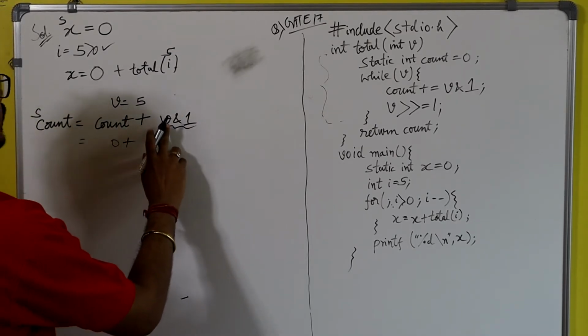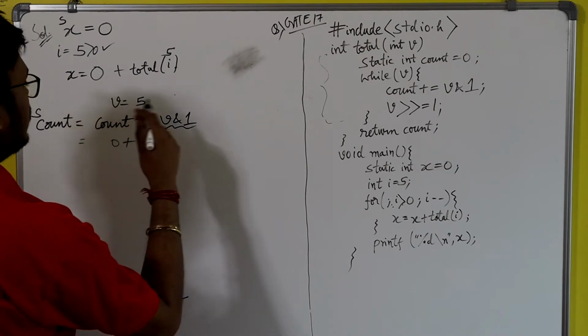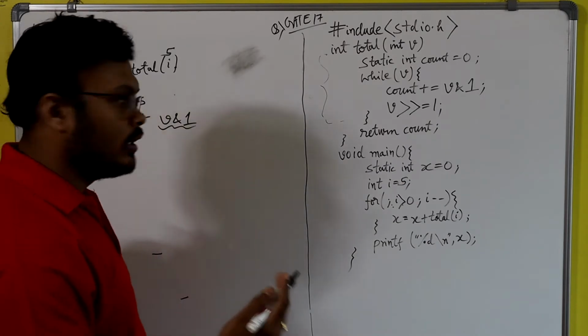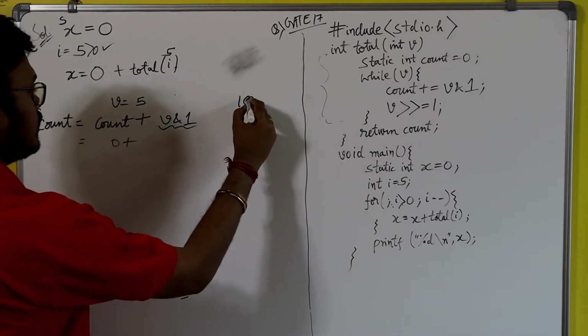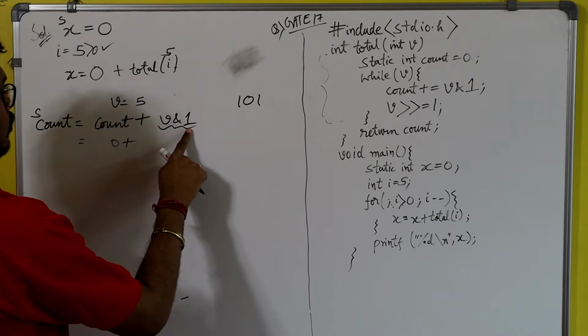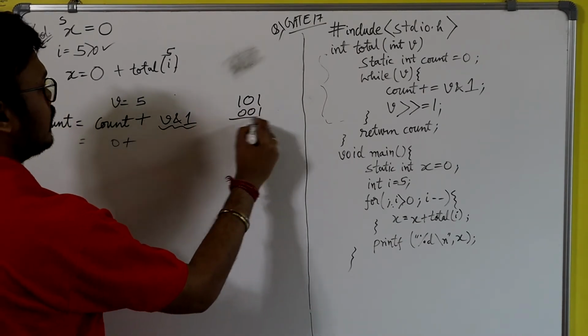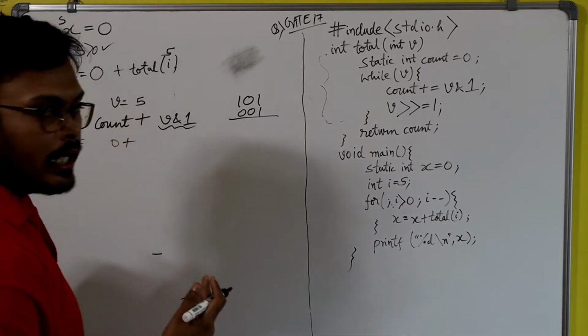Let me tell you. What is the value of v? The value of v is 5. So what is the binary value of 5? 101. Binary value of 5 is 101. And what is the binary value of 1? 001. So here we will perform logical AND.